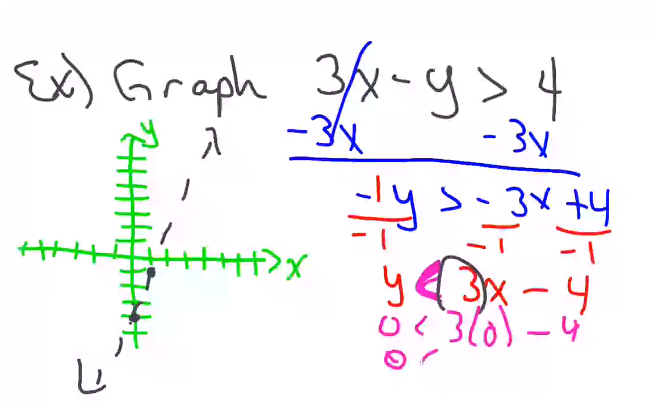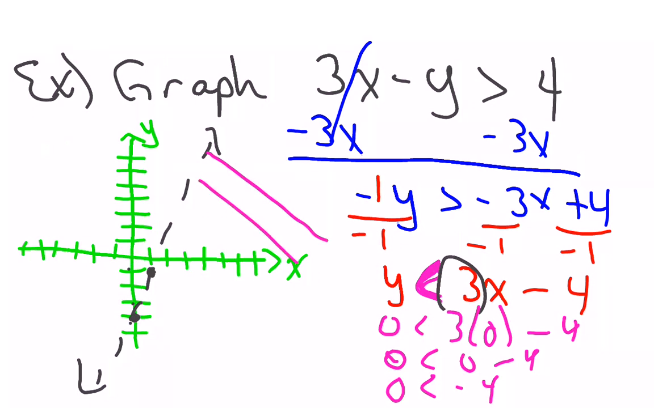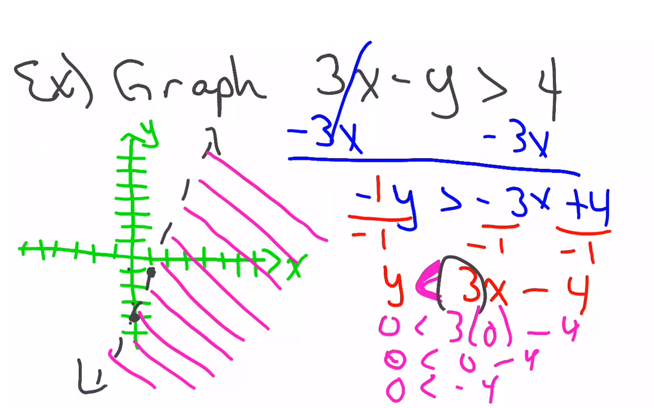3 times 0 is 0. 0 minus 4 is negative 4. So is 0 smaller than negative 4? The answer is no. So the point 0, 0 is here, but it didn't work. So what we end up doing is shading the opposite side. So this whole side is what is shaded. And that would be the graph of this.